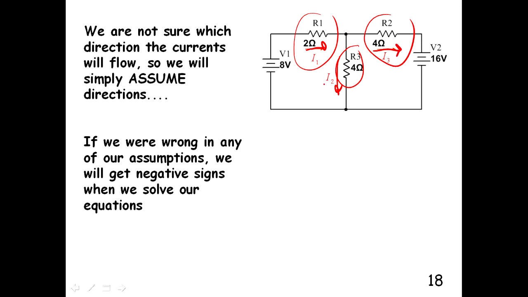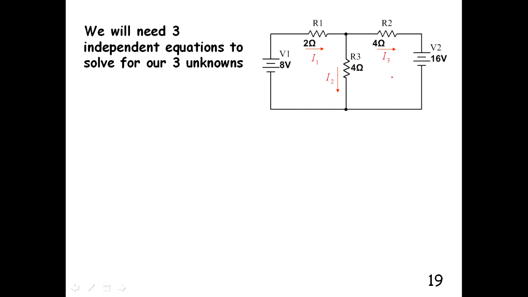I should have been saying I3. And I know this one is going to be wrong because this is a strong battery and it's going to force the current in the other direction. But I want you to see what happens when you assume the wrong direction. So don't be worried about assuming the wrong directions because the equations will take care of that, and you'll just get a negative sign that will tell you that you assumed the wrong direction. So when we solve all our equations, I expect to see a negative sign for I3.